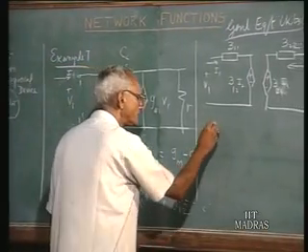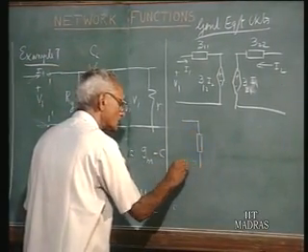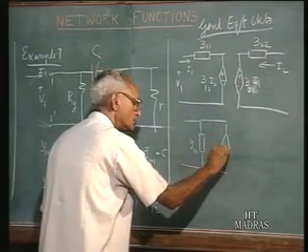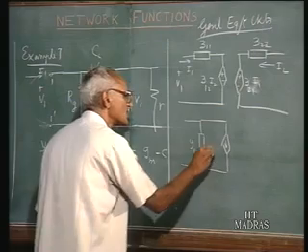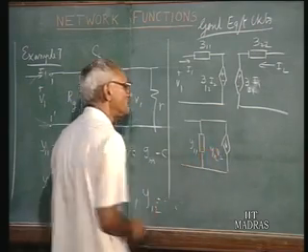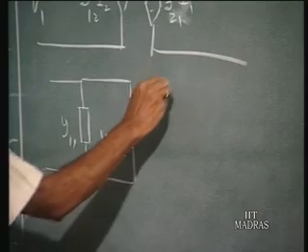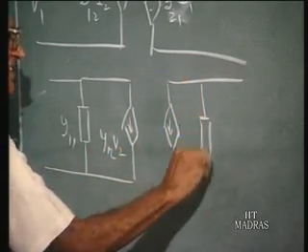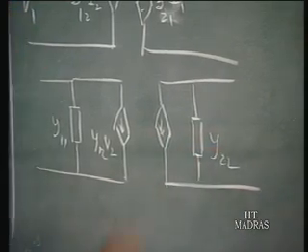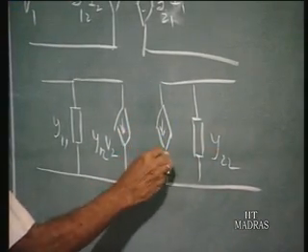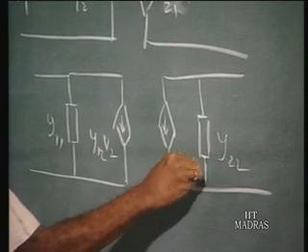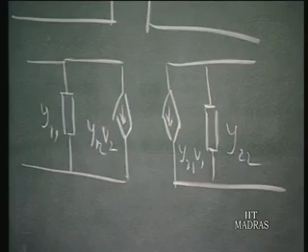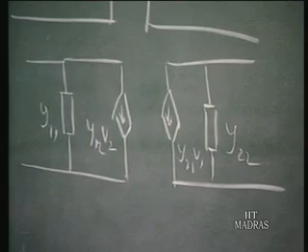In terms of Y, you have Y11 V1 plus a current source which is equal to Y12 V2. And this is port 1, and for port 2 you have Y22 V2, that is the current here, and you have Y21 V1. That is the two-port network which will be an equivalent circuit in terms of Y parameters for a general two-port.